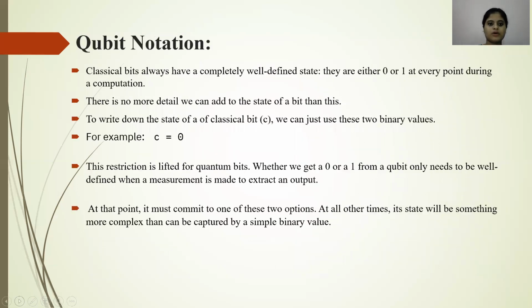Qubit notation. Classical bits always have a completely well-defined state. They are either 0 or 1 at every point during a computation. There is no more detail we can add to the state of a bit than this. To write down the state of a classical bit, we can just use these two binary values, for example, c equals 0. This restriction is lifted for quantum bits. Whether we get a 0 or 1 from a quantum bit only needs to be well defined when a measurement is made to extract an output. At that point, it must commit to one of these two options. At all other times, its state will be something more complex than is captured by a simple binary value.